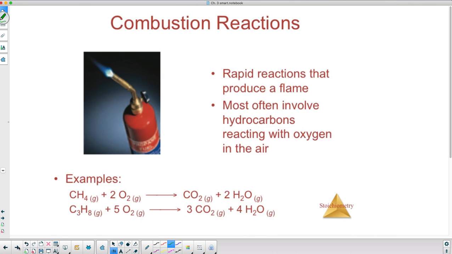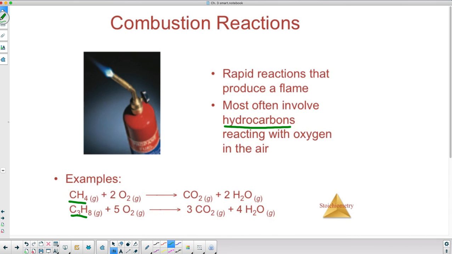Combustion reactions. Combustion reactions are just what they sound like, when something burns, but that something is always going to have carbon and hydrogen, and sometimes carbon, hydrogen, and oxygen all together. A carbon and hydrogen compound is called a hydrocarbon. This is a rapid reaction that produces a flame, most often involving hydrocarbons reacting with oxygen in the air.